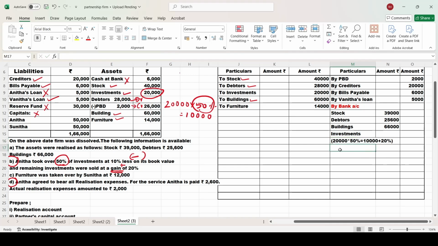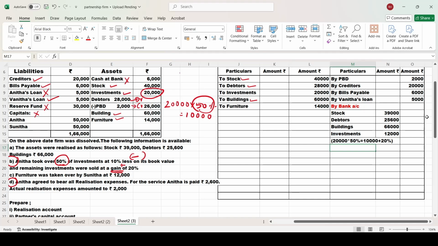I think you are understanding this calculation. Out of 20,000, 50% is taken over by Anita. So the remaining is 50%, that is 10,000, plus we have sold at a gain of 20%. So 10,000 plus 20% comes to 12,000. So we'll take it here in the investment, 12,000. Hope you understood this adjustment. Now come to the next one. Furniture, what about the furniture? Furniture was taken over by Sunita.